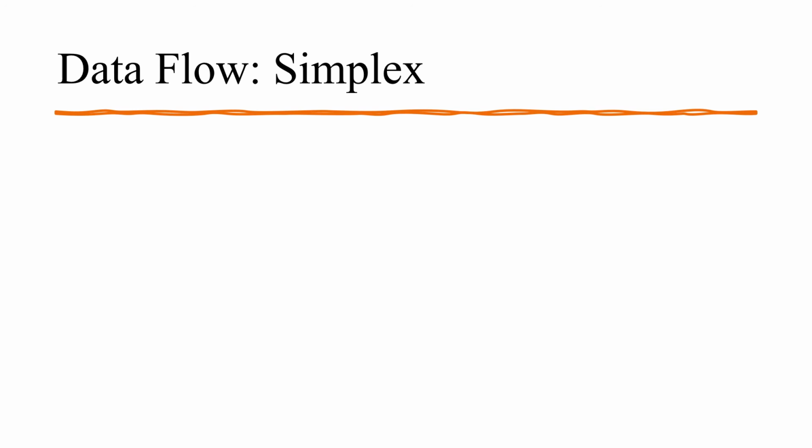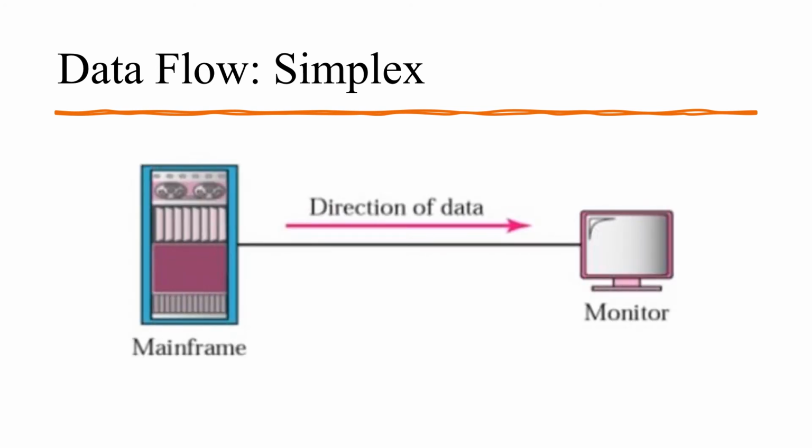Data flow. Communication between two devices can be of three types. The first one is the simplex form. The figure shows the simplex form of communication. Simplex mode communication is unidirectional in nature. Only one of the two devices on a link can transmit, whereas the other can only receive. Keyboards and traditional monitors are examples of simplex devices. The keyboard can only introduce an input, whereas a monitor can only accept the output. The simplex mode can use the entire capacity of the channel to send the data in one direction.